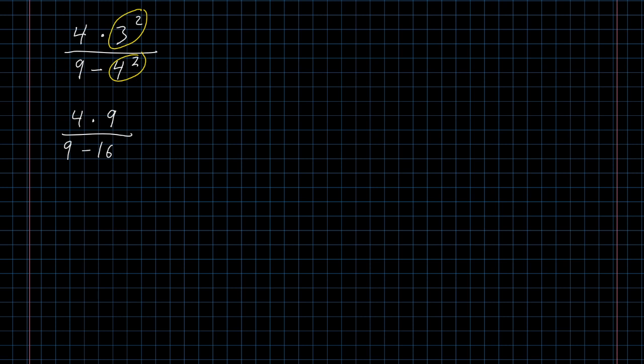All right, 4 times 9 over 9 minus 16. 4 times 9 is 36. 9 minus 16 is negative 7, and I'm actually going to leave it at that. Maybe I'll put the negative in front and call it negative 36 over 7.